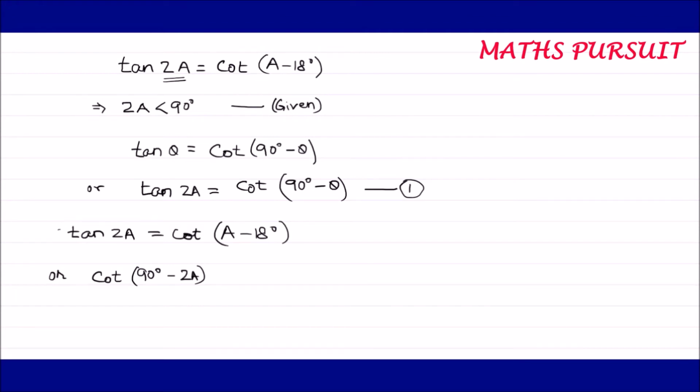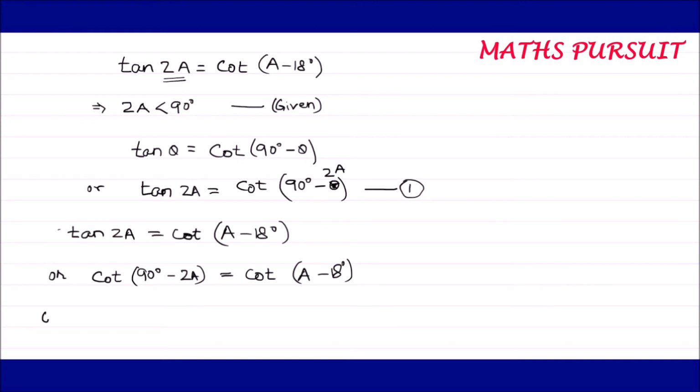Sorry guys, here we consider tan theta is equal to cot (90 degrees minus theta). If I am considering theta as 2a, so it should be tan 2a is equal to cot (90 degrees minus 2a), not minus theta. It should be minus 2a. So the given question is tan 2a is equal to cot (a minus 18 degrees). Now replacing the value of tan 2a from equation 1, I can write cot (90 degrees minus 2a) is equal to cot (a minus 18 degrees). Guys, this is very easy and you can do it very quickly. I am just taking time to explain.